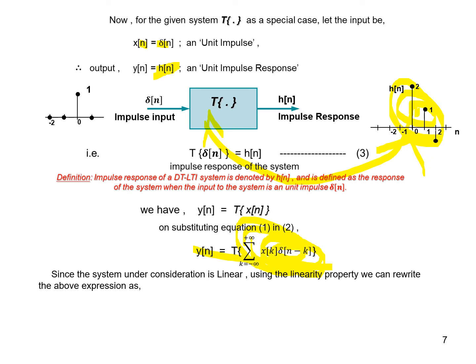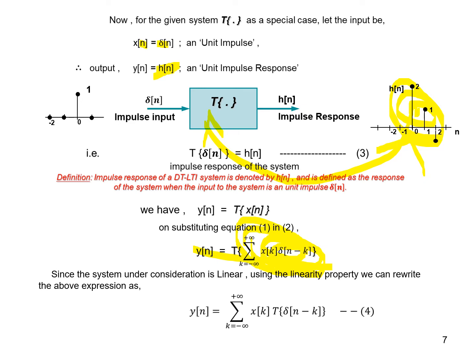Now an interesting thing comes here. Whatever system T we consider, it is linear as well as time invariant, and that's why we took that system here, just to represent it using impulse response. That is, this system obeys both properties of time invariance and linearity. Because it is linear, I can rewrite this expression in this form.